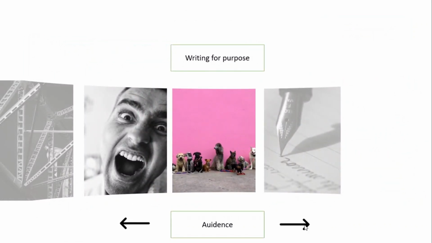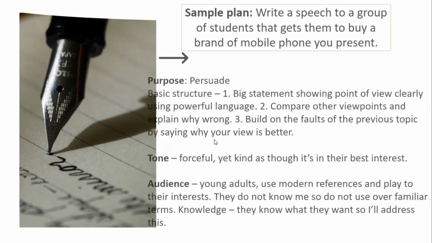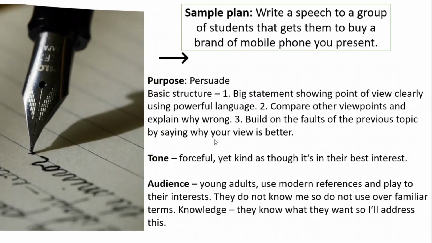Okay, so this is just a sample plan that I made to show how I'd put all of these elements together. And like I said at the beginning, I don't want you to spend lots and lots of time on this. Trying to plan too much is a great way of killing time in your exam when you should be writing. So this should be really quick. This is a sample. Okay, so write a speech to a group of students that gets them to buy a brand of mobile phone that you represent. It's supposed to say that, but it says present. So that's a bit of a typo on my part, sorry.